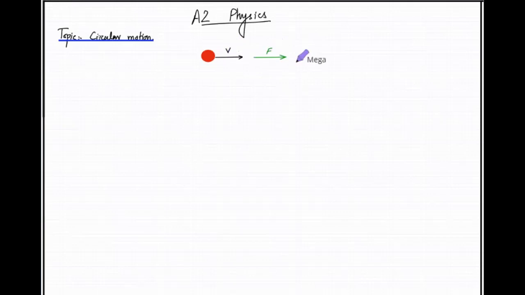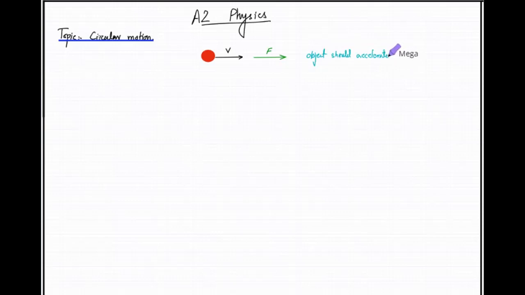Now, you all might understand that if force acts in the direction the object is already moving, object speeds up. What should happen? Object should accelerate.